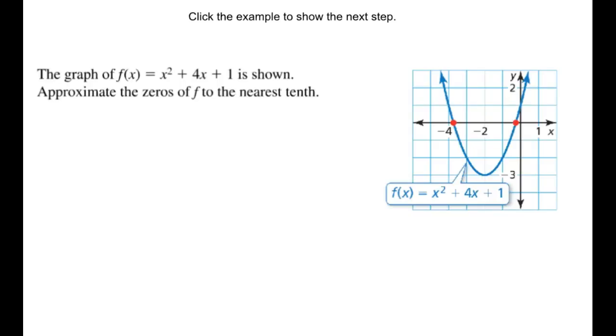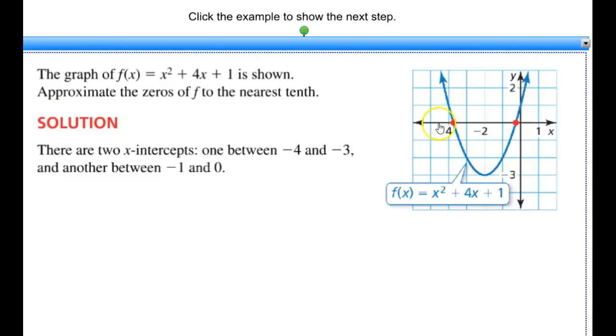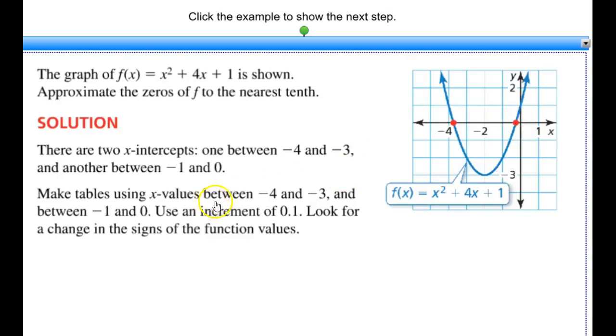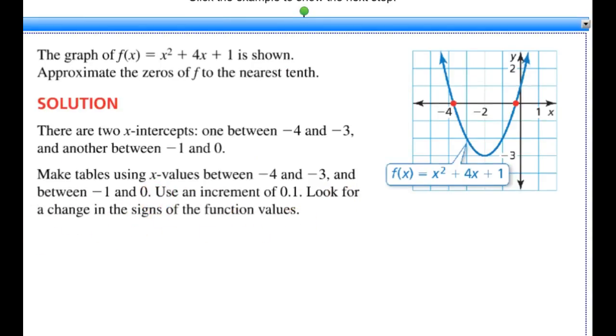So here's our next example. We're going to be approximating, because if I look at this graph, it does not look like my graph crosses at any of the hash marks, so I know I'm going to have to approximate this. First thing, I always graph it and see what I'm looking at. I see that my first intercept is between -3 and -4, and my second intercept is between -1 and 0. Then I can make some tables using those x values between -4 and -3 and between -1 and 0. I want to use increments of 1/10, because that's what I'm asked to approximate to. I want to look for a change in the signs of the function value. So let's see what that actually looks like.